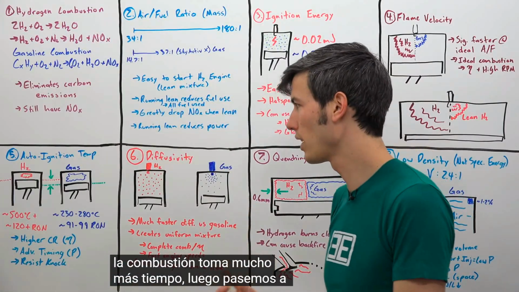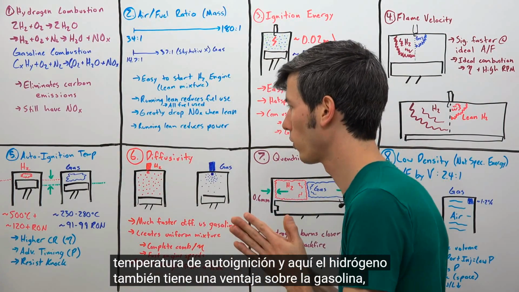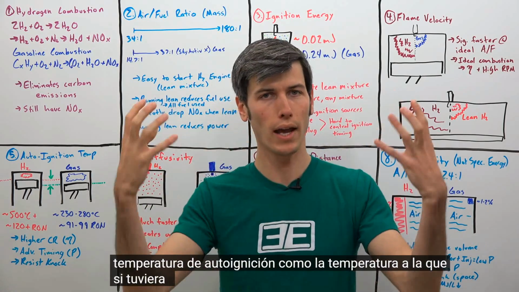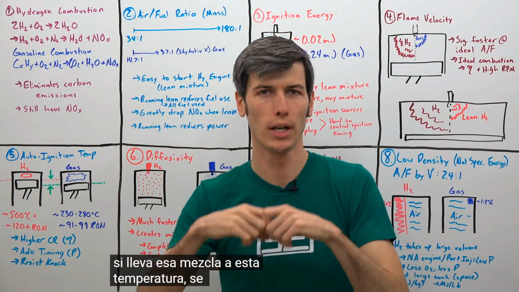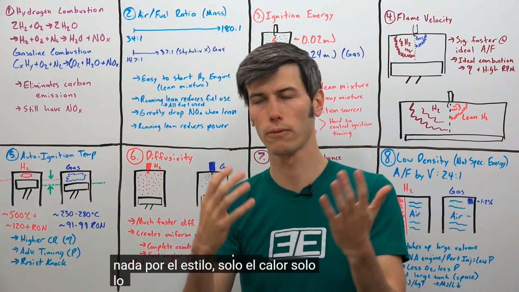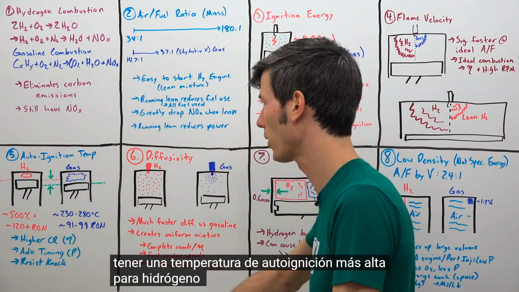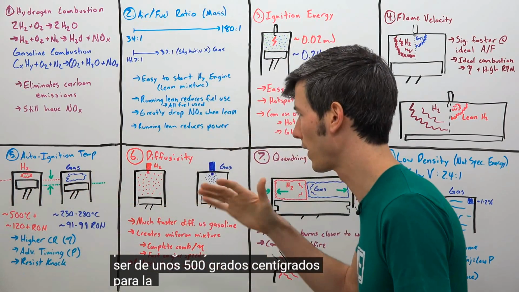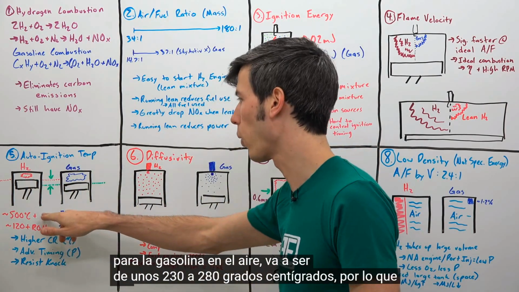Next, let's get into the auto ignition temperature, and here hydrogen has an advantage over gasoline as well. So you can think of the auto ignition temperature as the temperature at which, if you had that perfect air-fuel mixture, if you bring that mixture to this temperature, it will automatically combust. You don't need a spark or anything like that, just the heat alone will force it to combust. And so for hydrogen and air, the auto ignition temperature is about 500 degrees Celsius. For gasoline and air, it's about 230 to 280 degrees Celsius, so quite a bit higher.